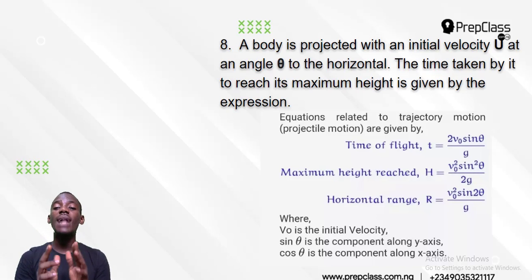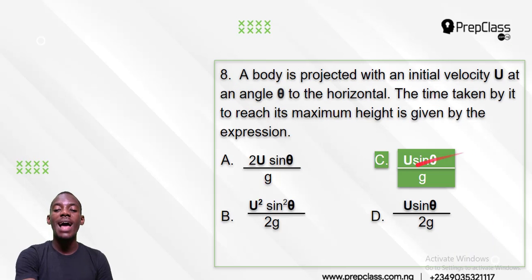So the total time is 2u sine theta over g. That is the total time, the time to go up and to come down. But the time to go up only is half of the time, and half of this is divided by 2. Cut it by 2, you'll be left with u naught sine theta over g. And that's my answer, u sine theta over g. That is half of the time, the time it takes to reach the maximum height only. And that's the answer to number 8, C.